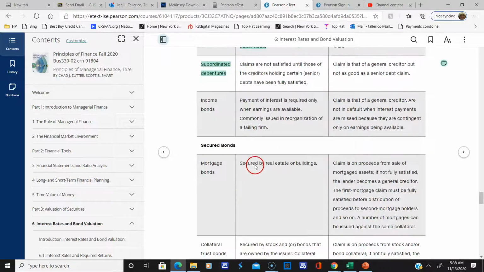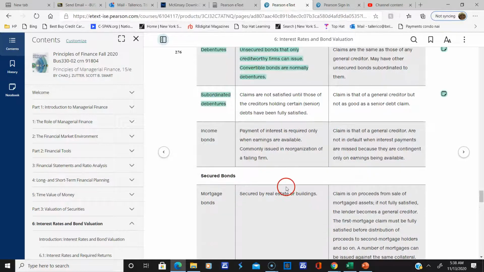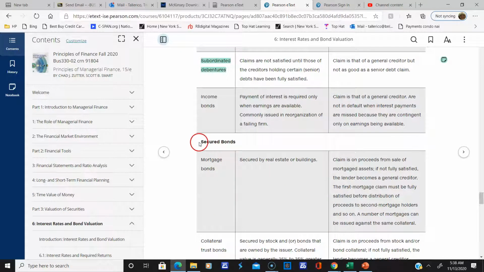All right, and so, again, there are many. Now, here are the secured types of bonds. These are secured bonds.